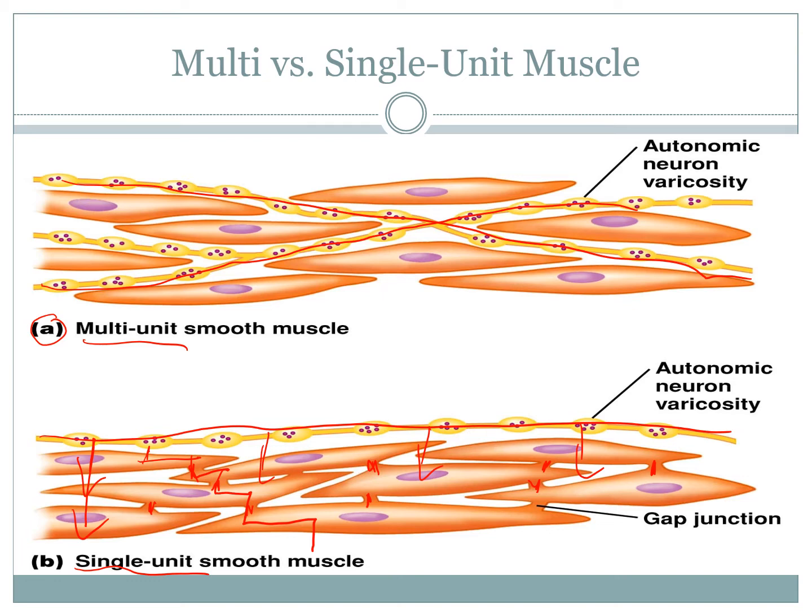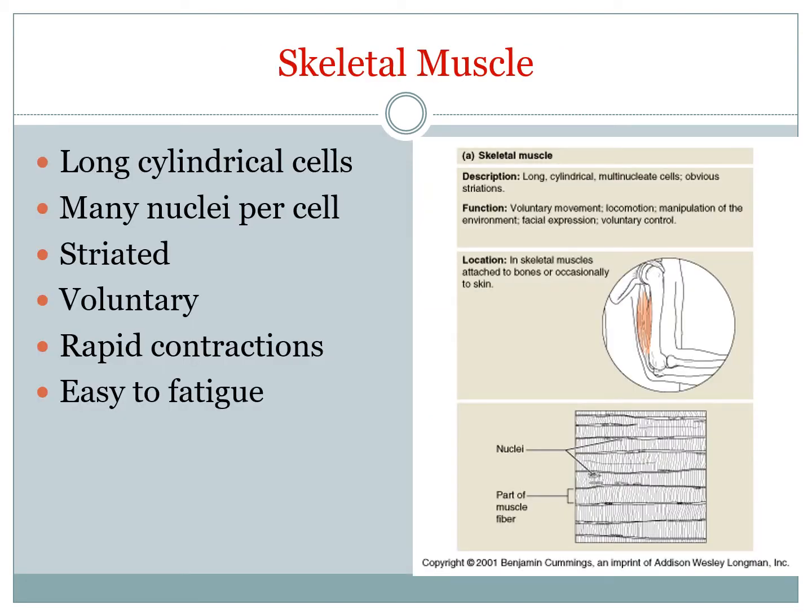Okay, skeletal muscles. Got to the point. This is where we're going to stay for the rest of the presentation. So skeletal muscles are long cylindrical cells. Now, these cells are very long. A single skeletal muscle cell can be up to 30 centimeters long. Within that one cell, we have many nuclei.